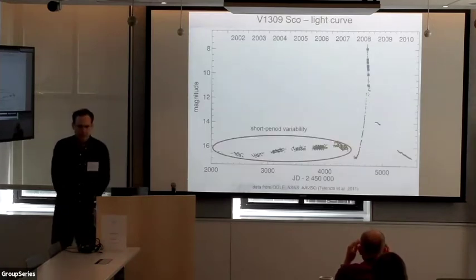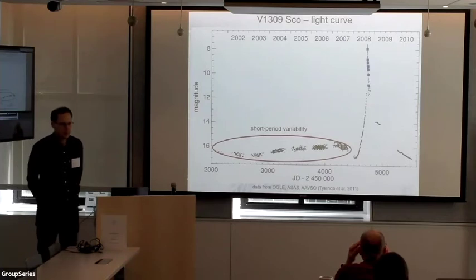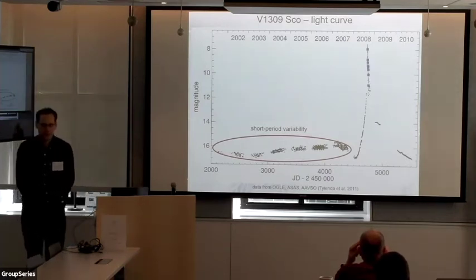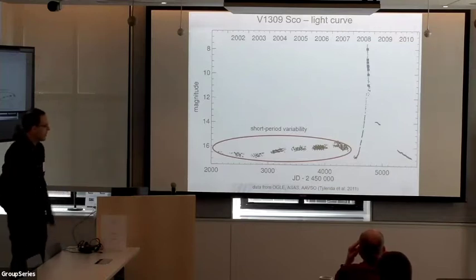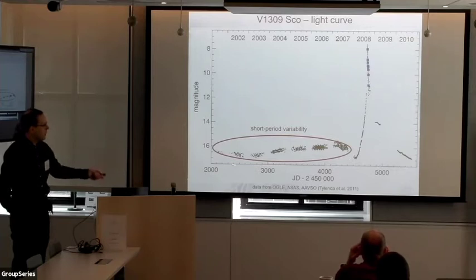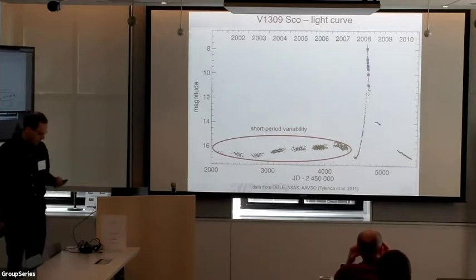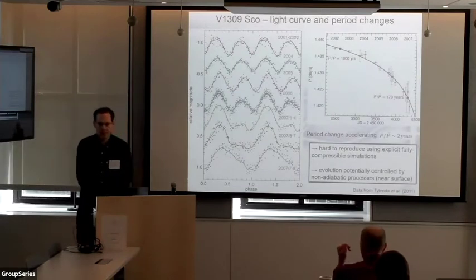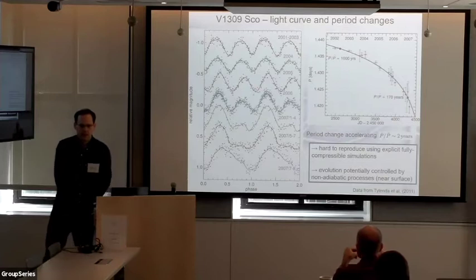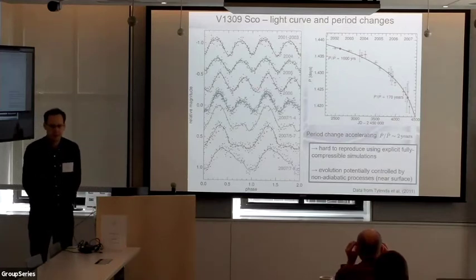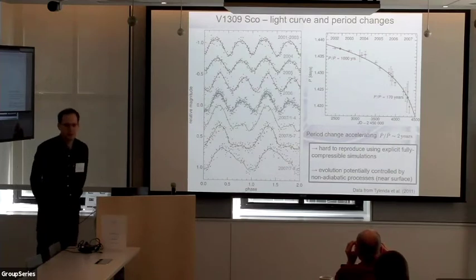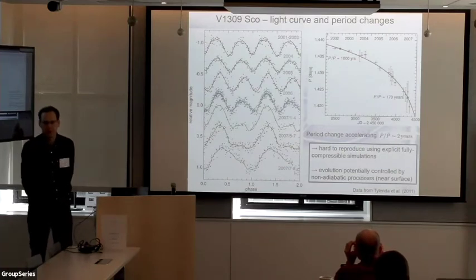V1309 was discovered in 2008, but relatively soon Tylenda et al. found that there is OGLE data going back maybe 6 years before the outburst. It shows the object brighten slowly, then fade, and then brighten again, and then there is a short period variability. When this variability is phased with the orbital period, what they found was that the shape of the light curve changes quite dramatically. About 6 years before the outburst, the light curve looks like a normal contact binary, two stars touching each other.